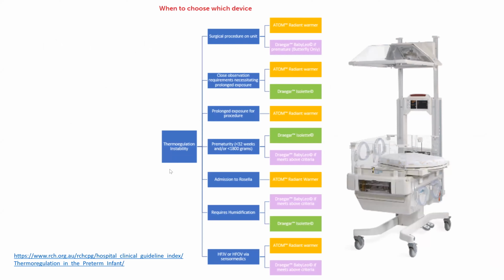I thought this was funny because in Australia, this is what I found on one of their nursing websites. You have a baby who has thermoreg instability, and then they have all these different reasons why: preemie, admission, requires humidification on high frequency. And then it tells the nurse which bed to go and grab. I was like, oh my gosh, this is what happens when you don't streamline what you have in your unit. But I just thought it was hilarious.